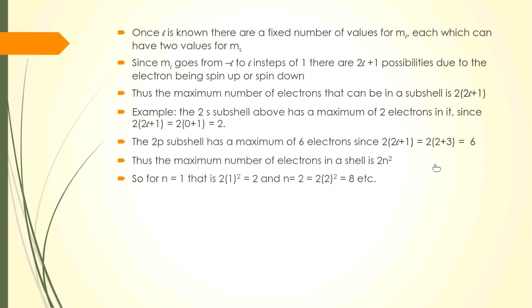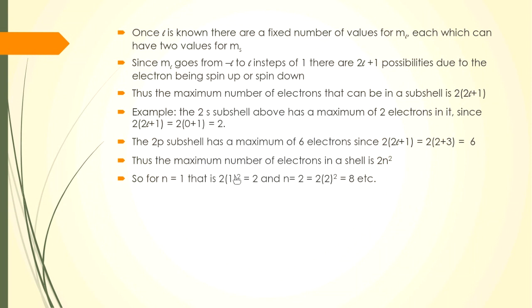But we are just now getting into the tougher parts. The 2p subshell has a maximum of 6 electrons, since 2 times (2l plus 1) is 2 times (2 times 1 plus 1). Sorry, let me say it again slowly. For l equals 1, that's 2 times (2 times 1 plus 1). 2 times 1 is 2, plus 1 is 3. So ultimately that's 2 times 3, which is equal to 6. So 2 times 3 gives us 6, which is what we saw above in our example.